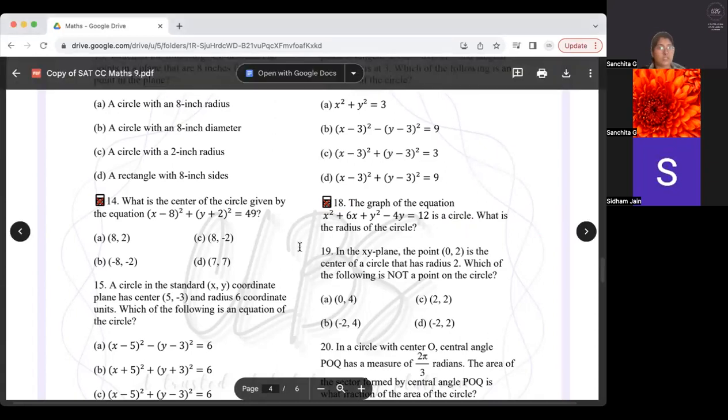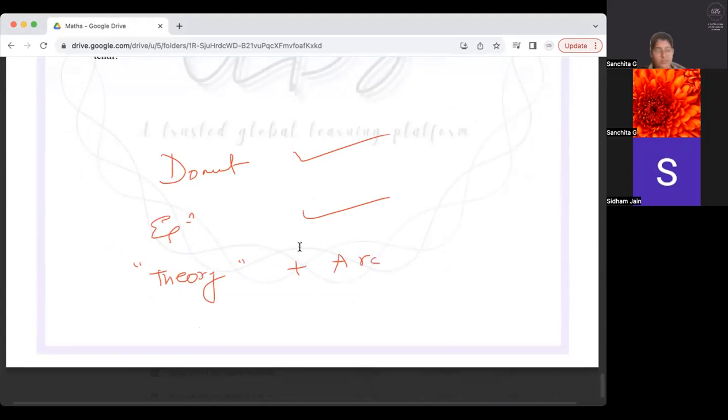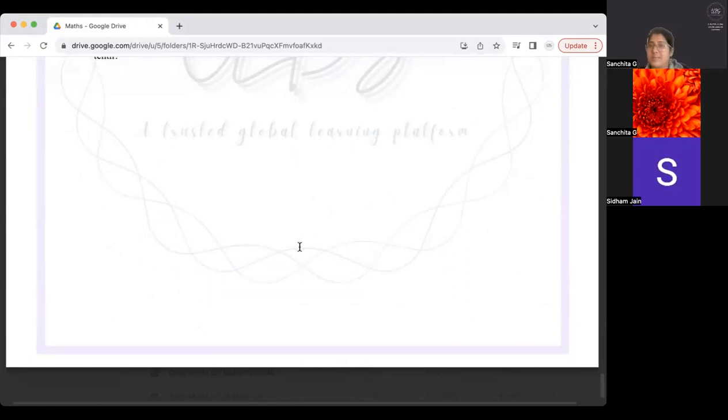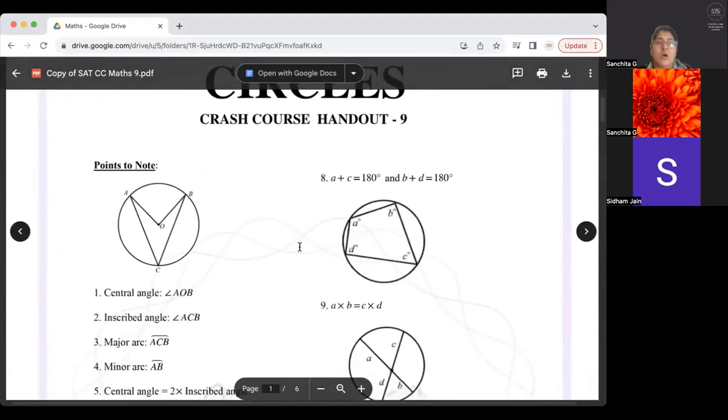Yeah? So what all we have covered so far? The donut part we have covered, right? Done. Equation of a circle, done. Okay? Now we are left with a little bit of theory. Okay? Theory and arc. It actually comes under theory only. But I'm stating it separately because this is really an important type of question that will be tested. They love arc questions. Okay?